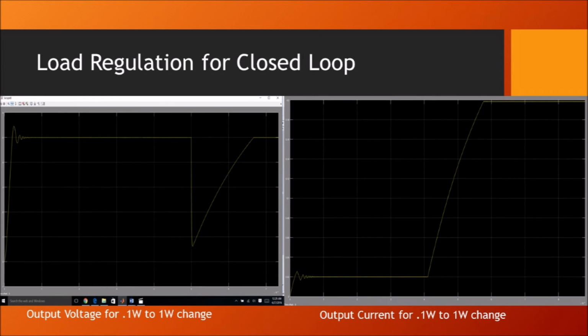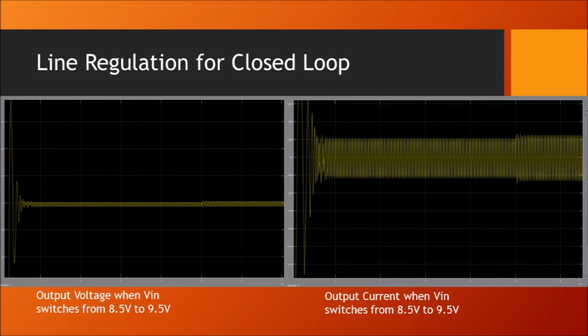When considering the line regulation for closed loop, the difference between the open loop configuration and this one is greatly seen. The output voltage oscillates around 5 volts between the switches at 5 milliseconds, instead of having a significant error. Lastly, the load and line regulation are significantly smaller than the open loop configuration. The load regulation is calculated at 0.05%, and the line regulation is calculated at 0.04%.